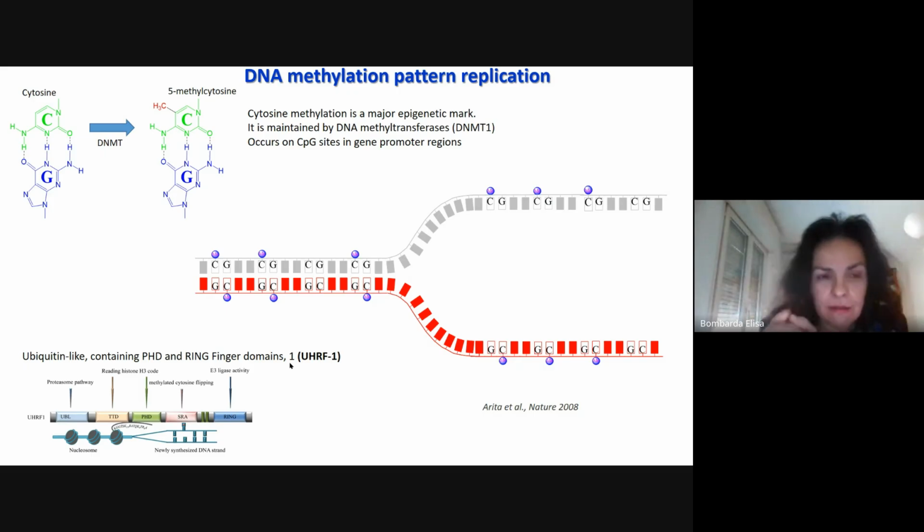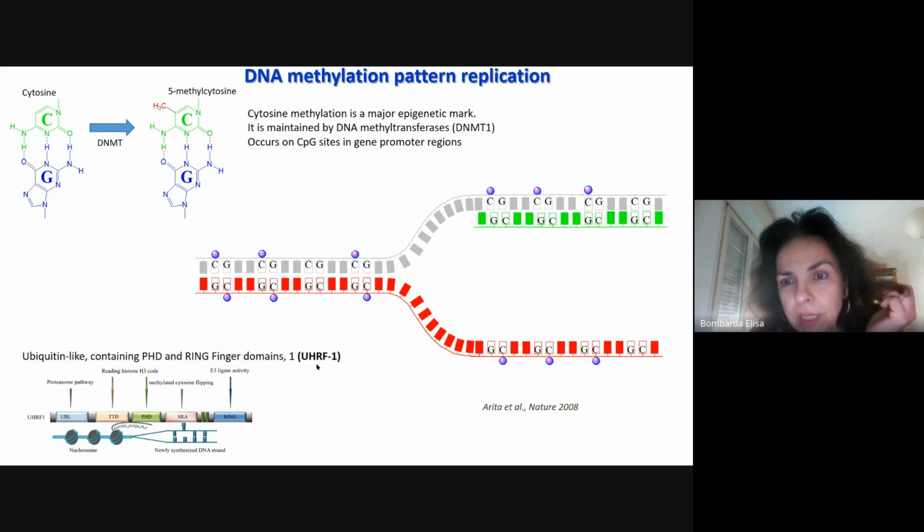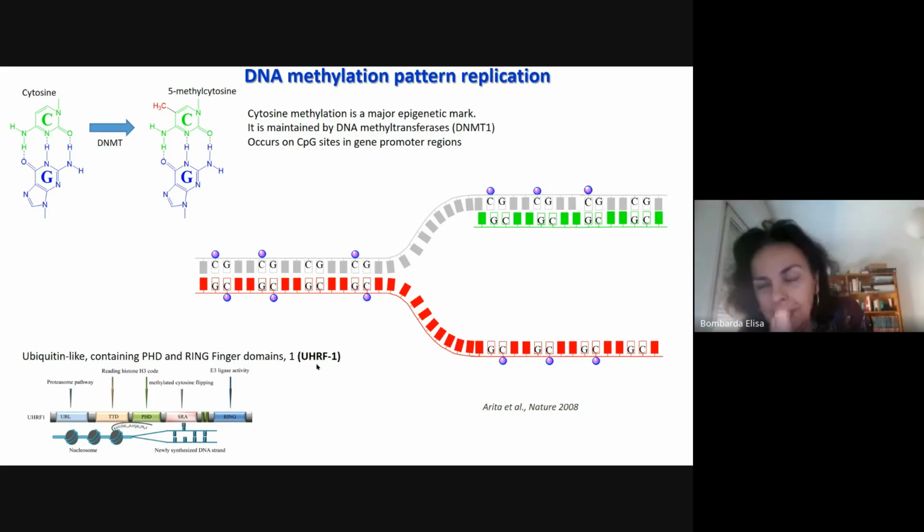And so there are two enzymes that are important: the one that catalyzes the methylation, but also the one that is recognizing, and this is the protein UHRF1. So as we see, that is what happens when we want to try to reproduce the DNA.